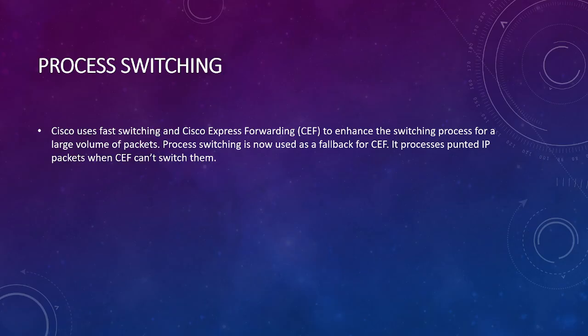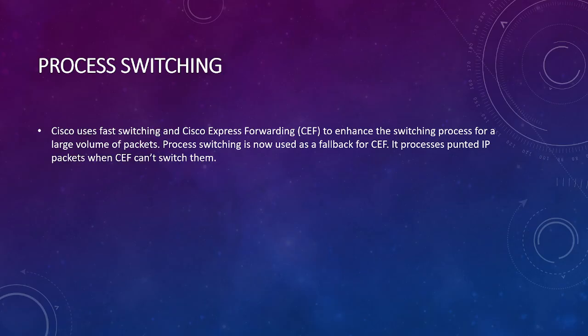And Cisco uses fast switching and Cisco Express Forwarding, which I told you about in the previous slide, is CEF. What it does is enhance the process switching for a large volume of packets. Process switching is now used as a fallback plan for CEF. It processes punted IP packets when CEF cannot switch them.